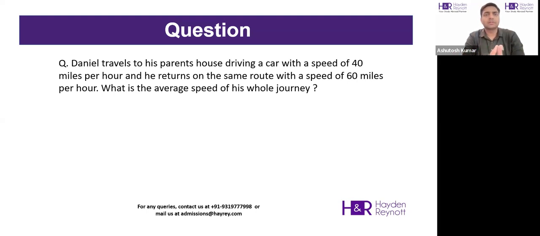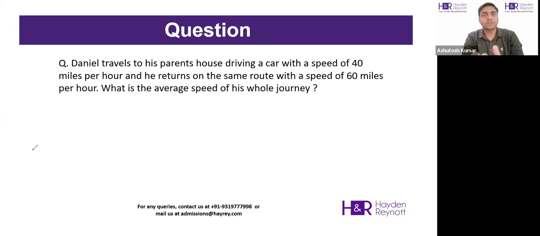Most of the students think about this question like, because I have to find out the average speed, I will simply do it like 40 plus 60 divided by 2, which is equal to 50. But this is wrong. When you have to solve the questions based on the average speed, you should not use the formula of average, which is just adding up the numbers and dividing by the number of elements.